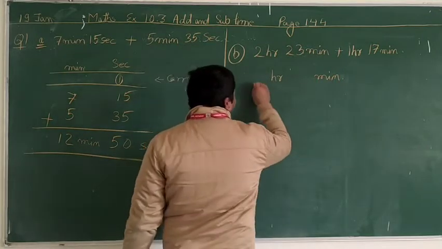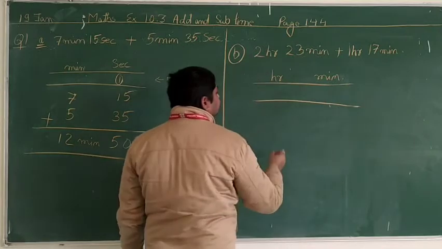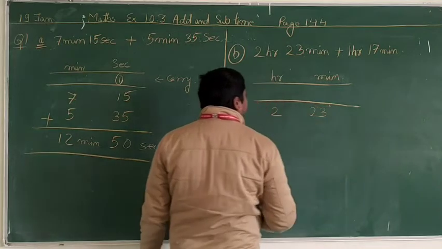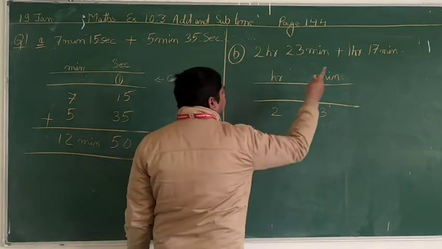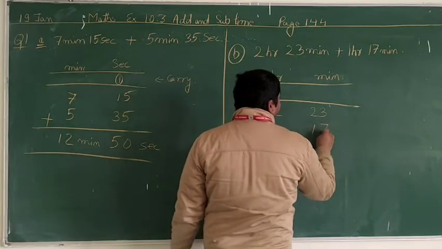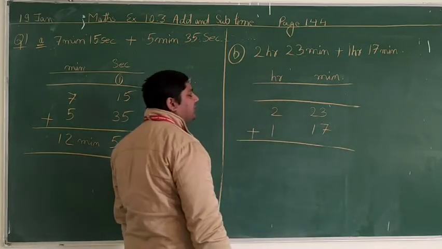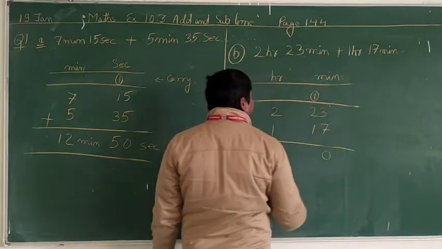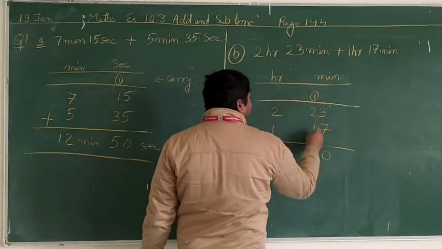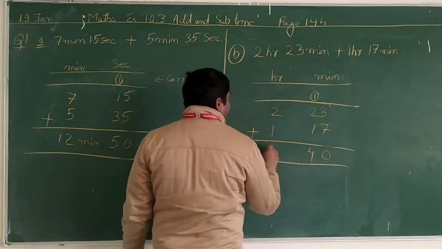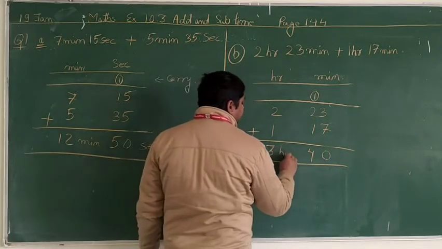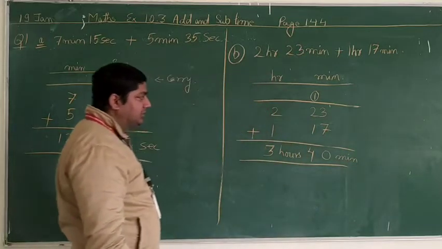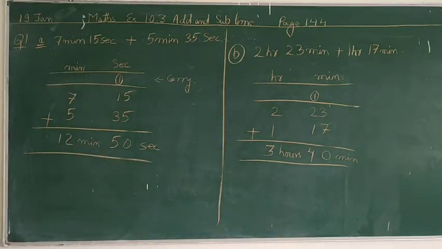Then we will write hours under the column of hours and minutes under the minutes section. And here we have 1 hour and 17 minutes. Now we will add: 7 plus 3, 10, and 1 will be carry, and 2, 3 and 4, 40. And this will be 3 hours and 40 minutes. It is a very easy question. Now we are moving to question number C.